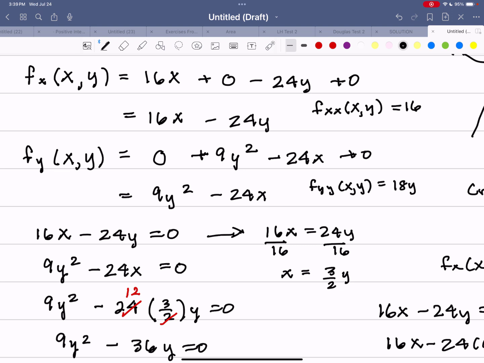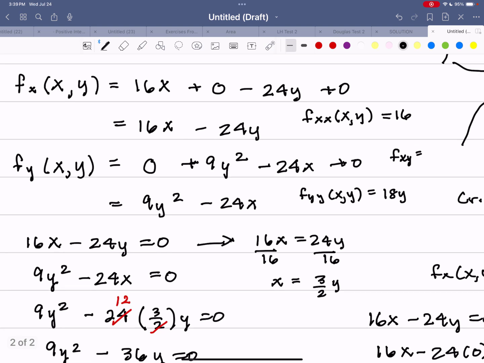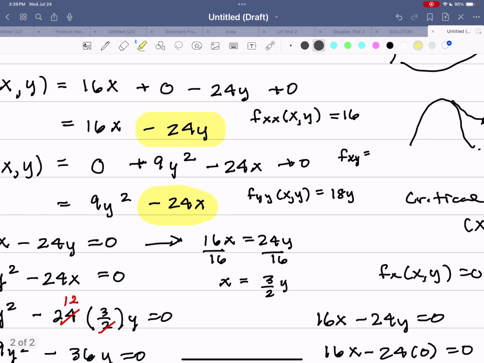Now, the last thing we have to do is f sub xy. And so f sub xy is going to be, well, see what happens here and why it doesn't matter? Look, it's going to be negative 24. And if we take it with respect to x of f sub y, look, it's negative 24, so they're both negative 24.